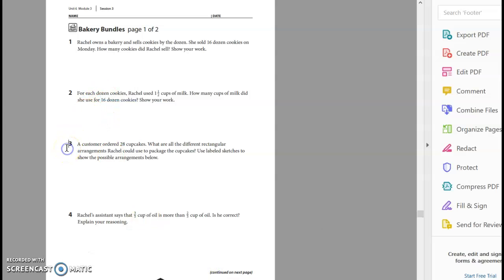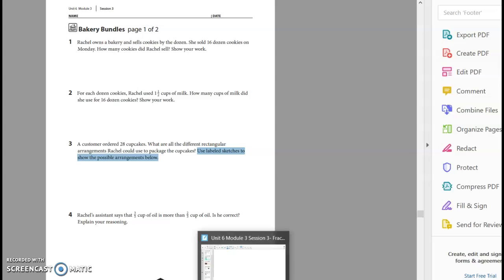Number 3, a customer ordered 28 cupcakes. What are all the different rectangular arrangements Rachel could use to package the cupcakes? So that's like, what type of boxes could she use to package her cupcakes? Use labeled sketches. You have to have labeled sketches to show all the possible arrangements. Okay, I'm going to show you again. So what you have to think about for this one, let's say we have 12 cupcakes instead. You have 28, but I'm going to use 12.